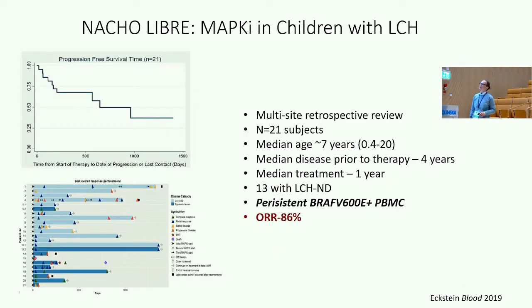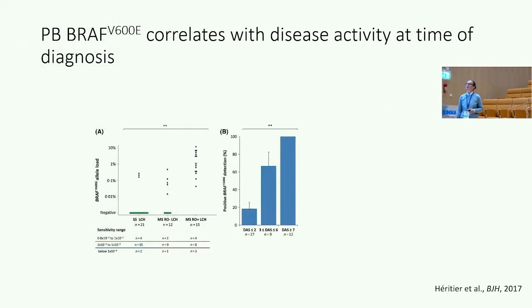And the colleagues from the US published something similar. Again, they showed that the response rate is very high. They have here a bit of a lower response rate, but it's because they have a different outcome. So in the JCO paper, Jean used the disease activity score, whereas here it was, I think, RECIST criteria. What they also pointed out was this persistent presence of mutated BRAF in peripheral blood. And the peripheral blood BRAF you can probably take as a marker for disease extent.